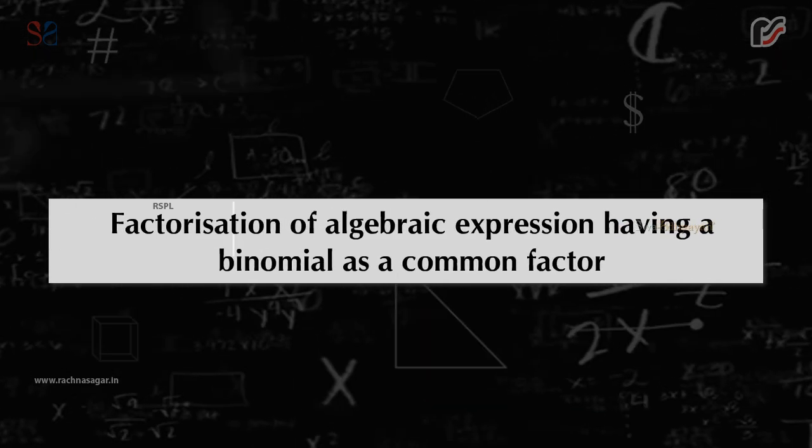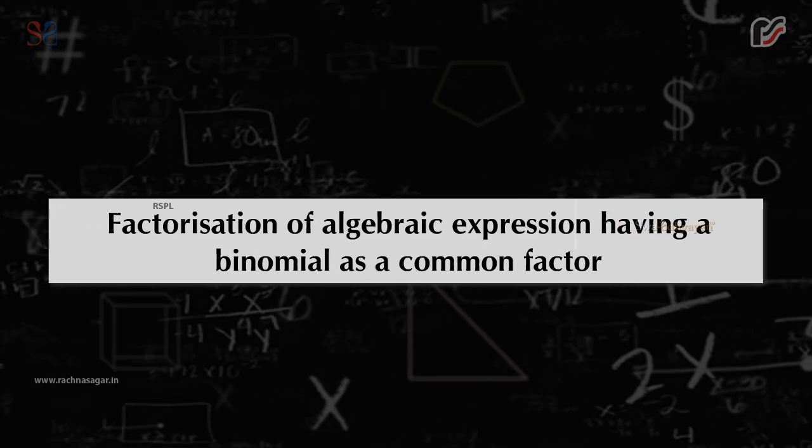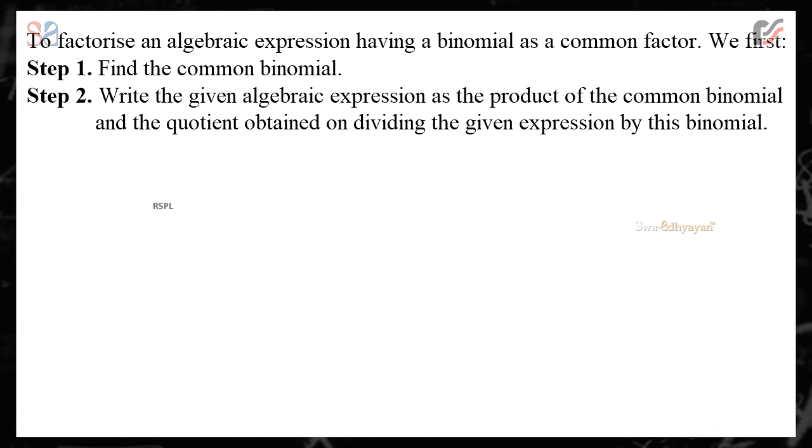Factorization of an algebraic expression having a binomial as a common factor. To factorize an algebraic expression having a binomial as a common factor, we first, step 1, find the common binomial. Step 2, write the given algebraic expression as the product of the common binomial and the quotient obtained on dividing the given expression by this binomial.